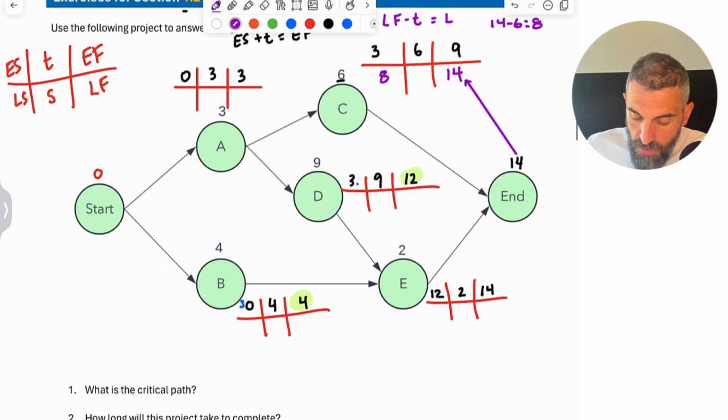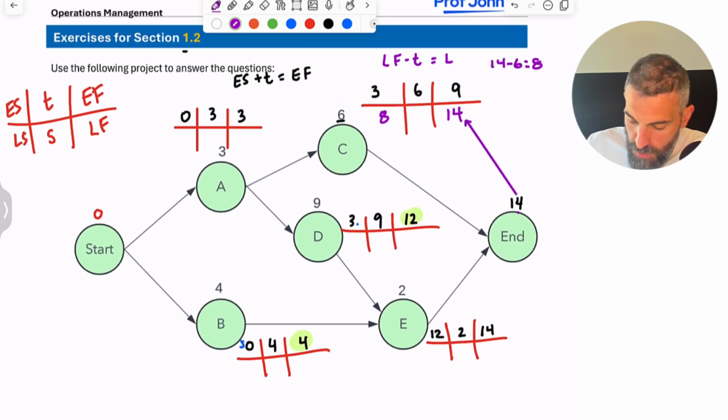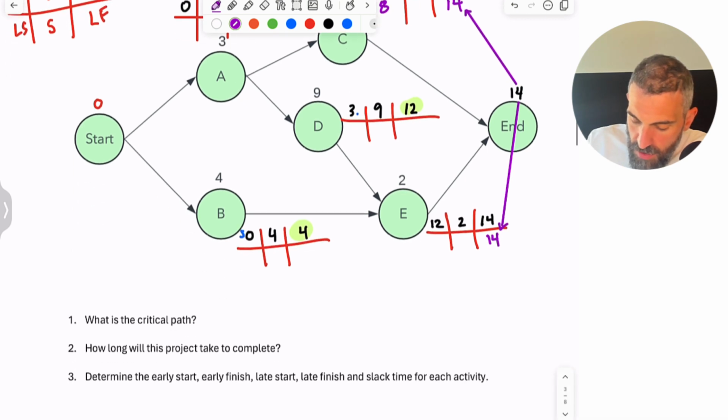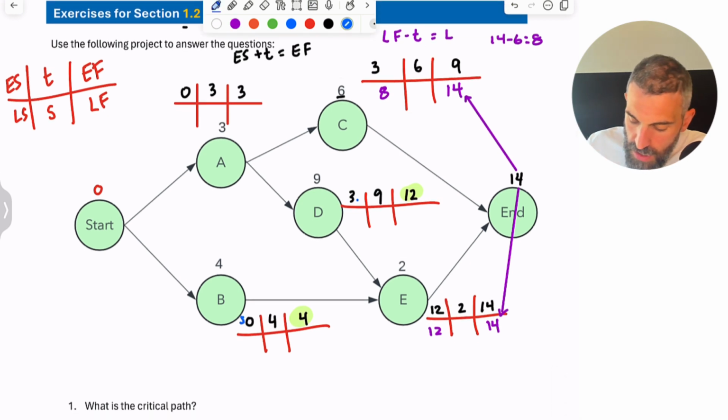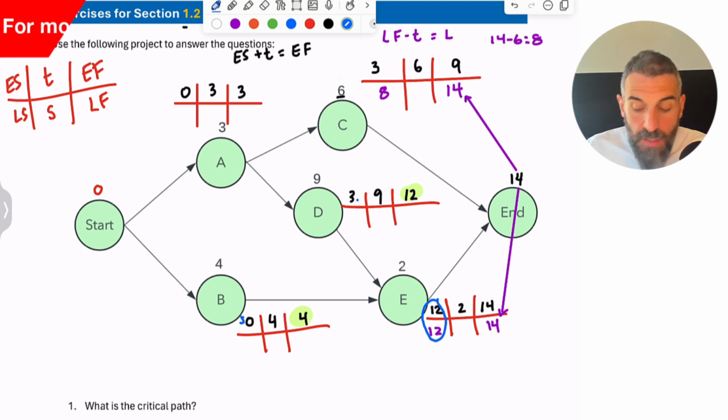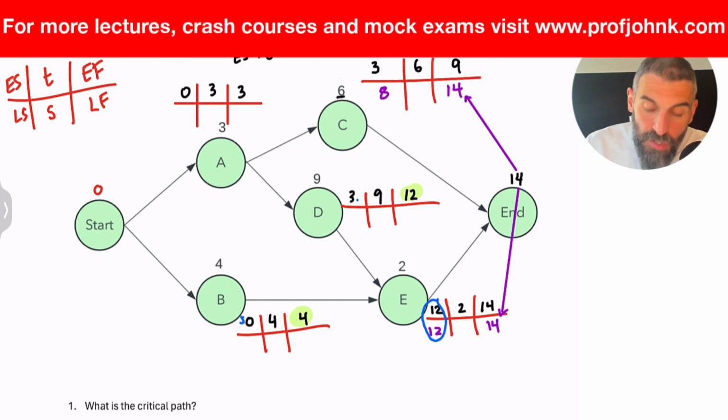Same thing goes for this one here, E. E has to be finished by week 14. If it's going to take 2 weeks, it has to be started by week 12. Now take a look at the difference here. For activity E, there is no difference between the early and the late figure. Why is that? The reason is because E is a critical activity. And the difference between the numbers at the top and the numbers at the bottom, the early and the late, is called slack.